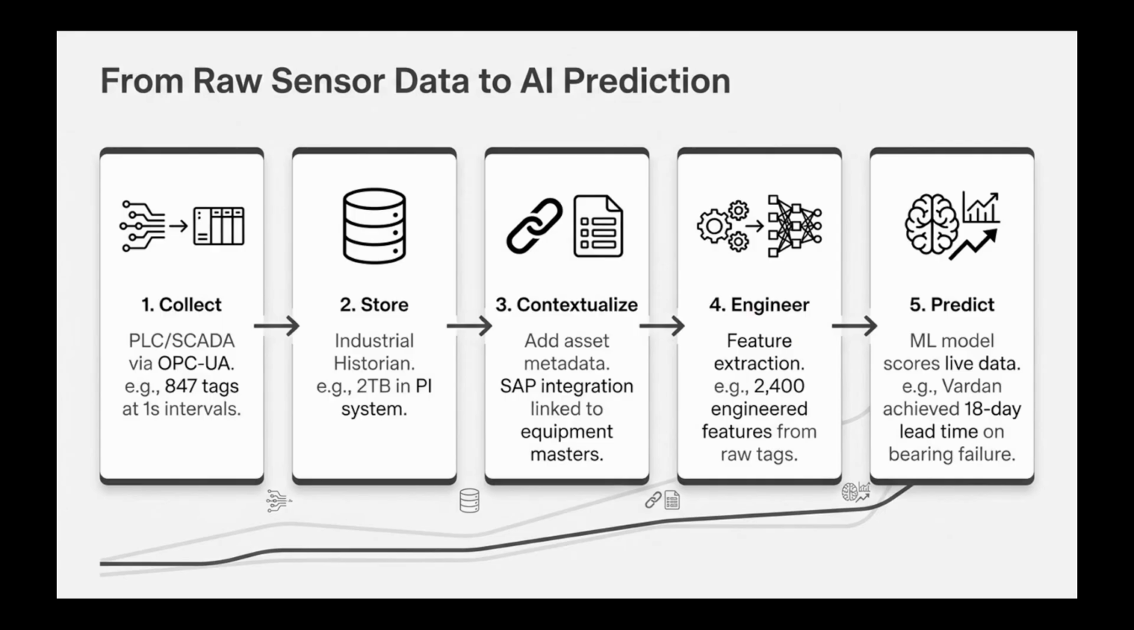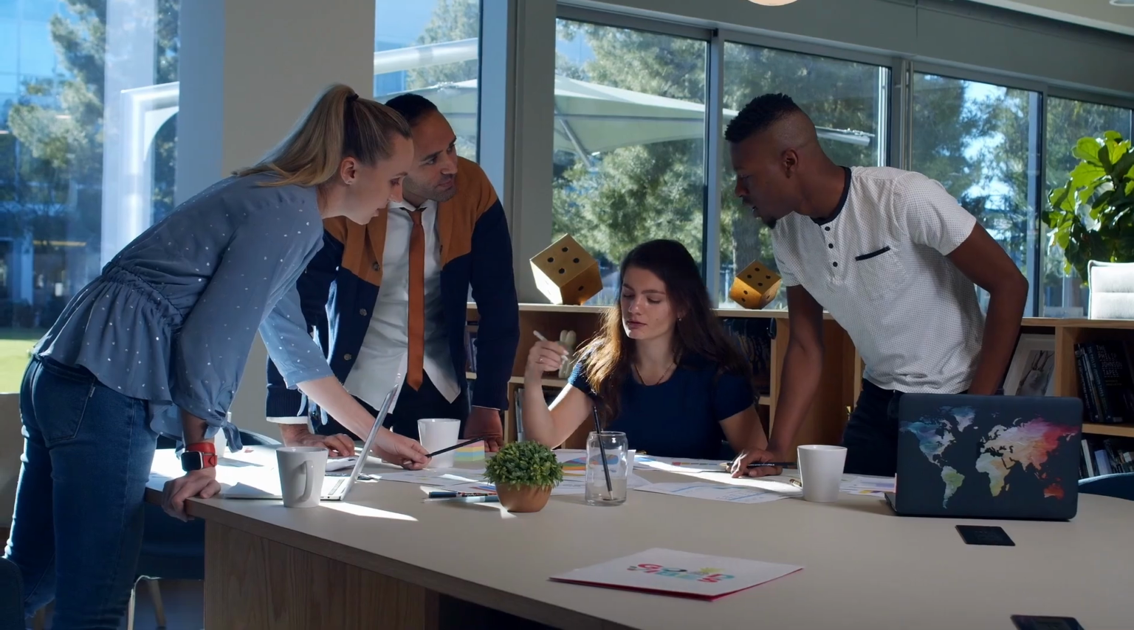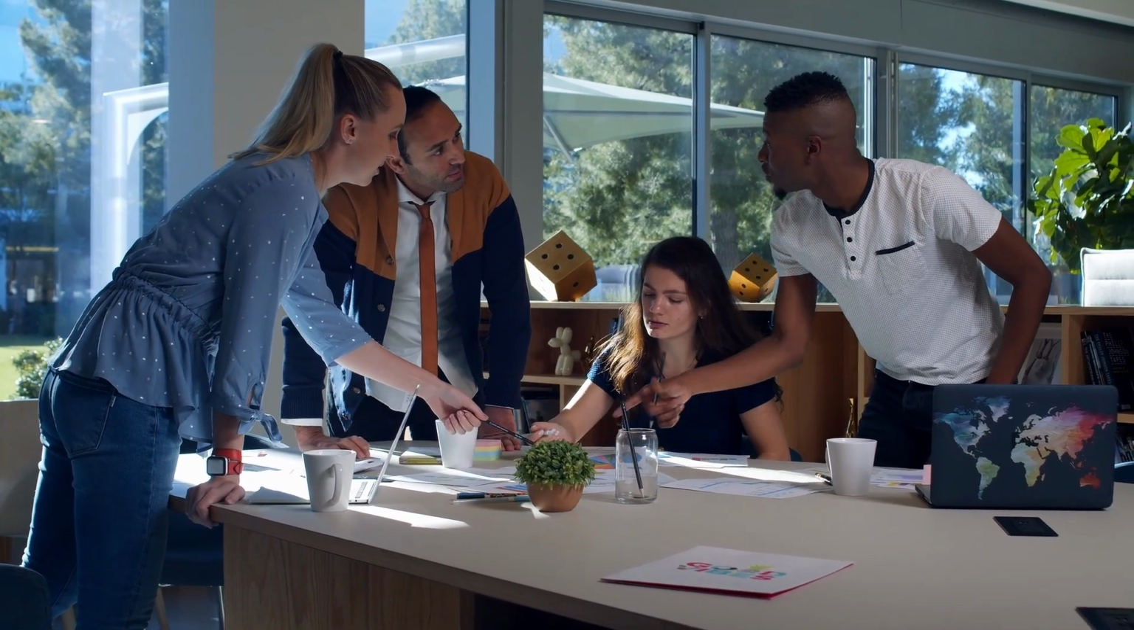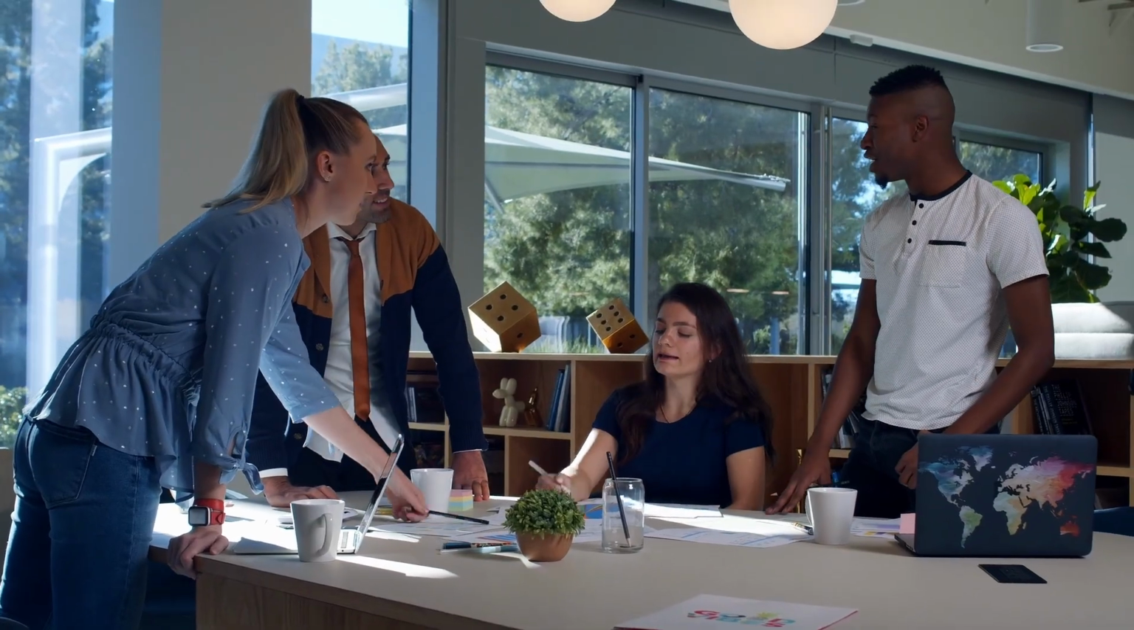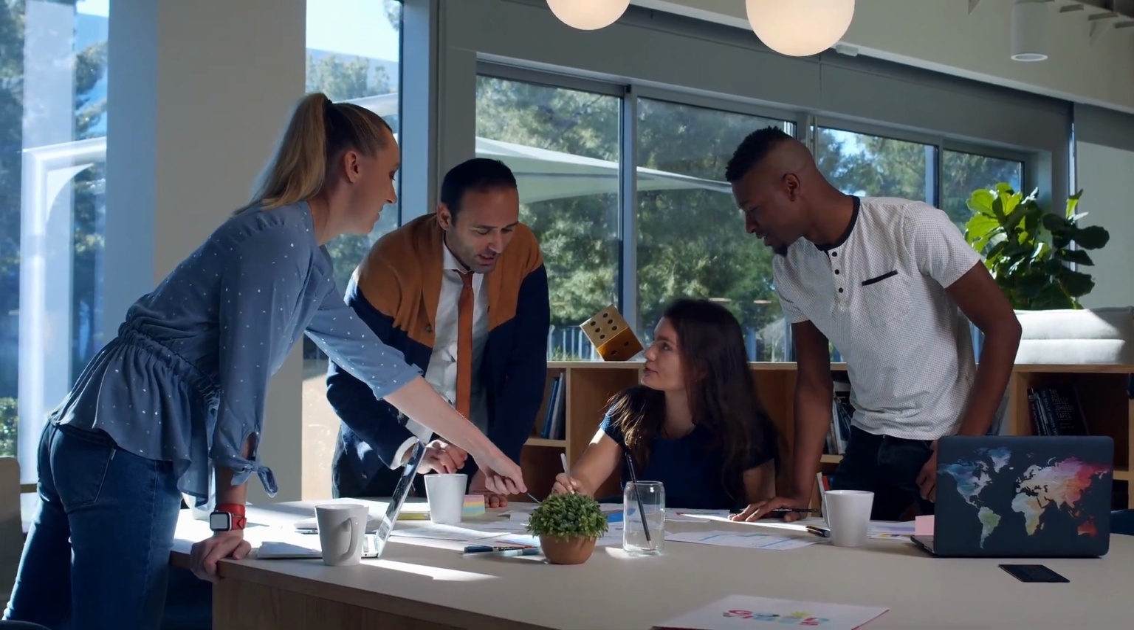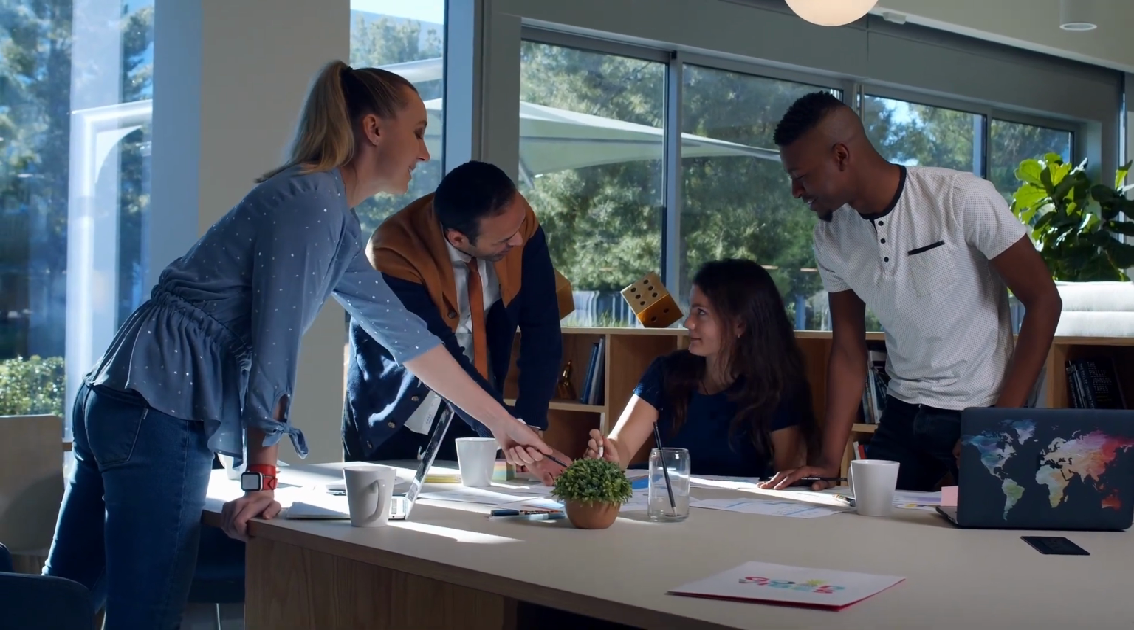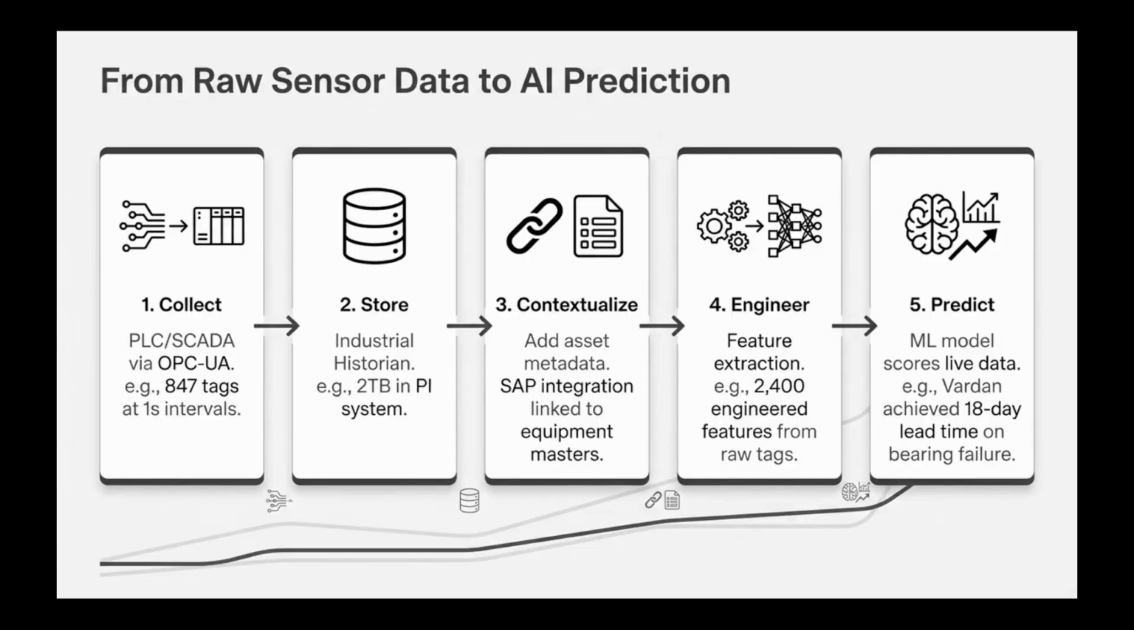I want to walk you through exactly what happens between a sensor reading a value on a motor and an alert appearing on a dashboard saying that motor will fail in 19 days. Because this journey from raw data to prediction is treated like a black box by most vendors. Data goes in, AI magic happens, prediction comes out. That black box framing is what makes industrial AI feel inaccessible. So let's open the box.